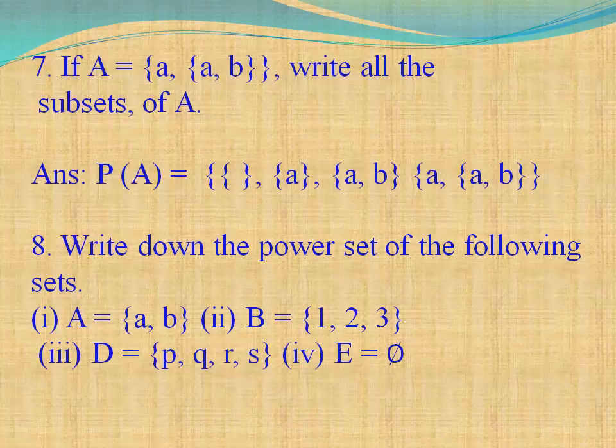Next, 8th sum: write down the power set of the following sets. First one, A equal to {a, b}; second one, B equal to {1, 2, 3}; third subdivision, D equal to {p, q, r, s}; fourth subdivision, E is equal to {5}. Now we will move to the answer.